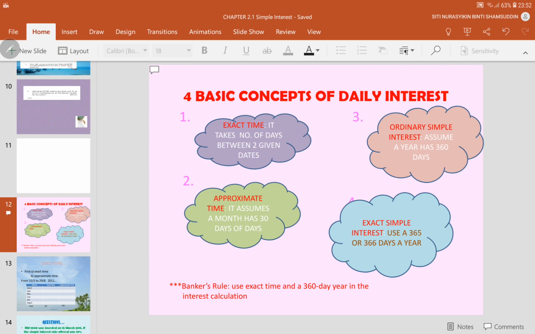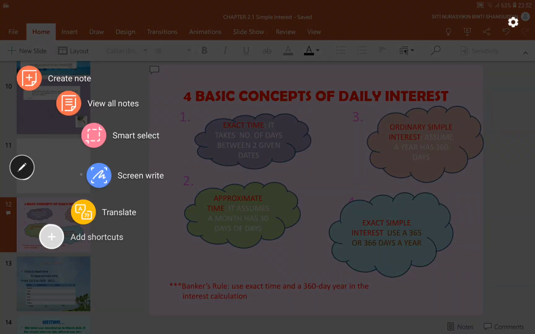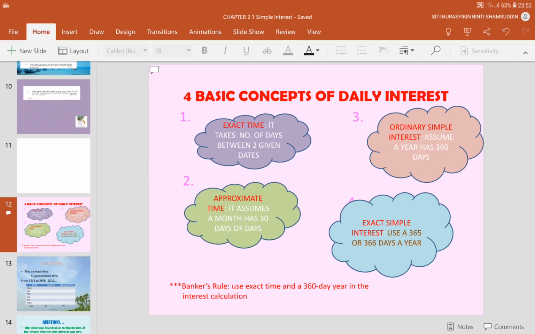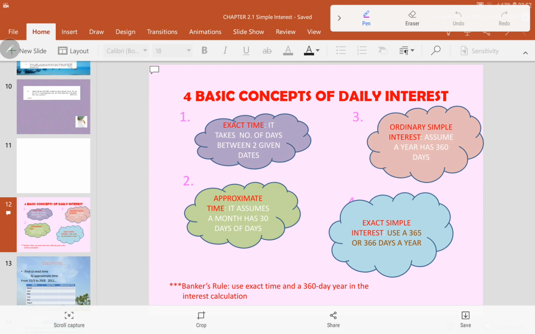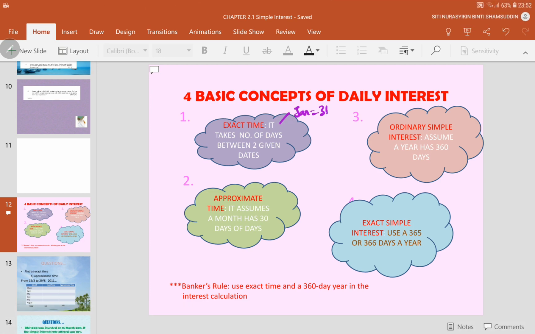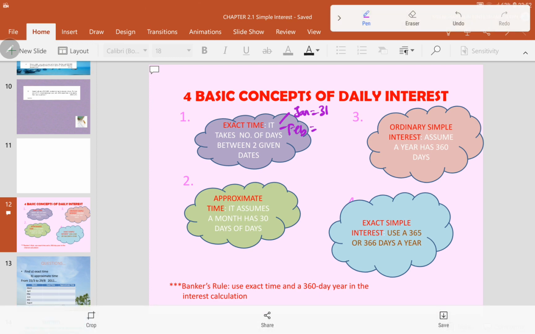The first one is exact time. For exact time, we must consider the exact number of days between 2 given dates. For example, in January, what is the exact number of days? It is 31 days, right? So we must consider 31 days in January. What about February? So for exact time, January has 31 days, and for February we have 2 different dates.